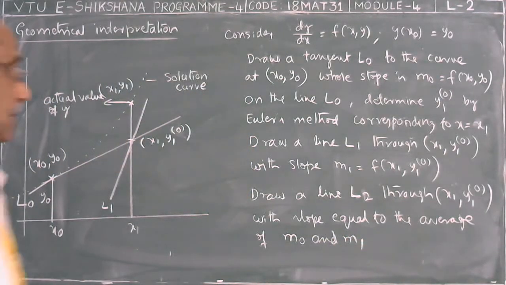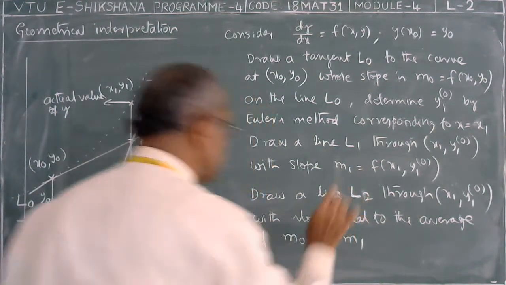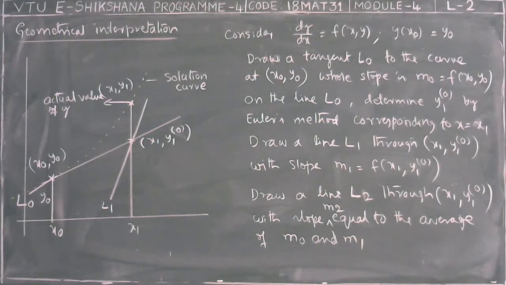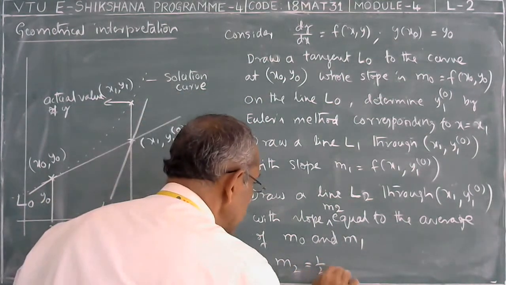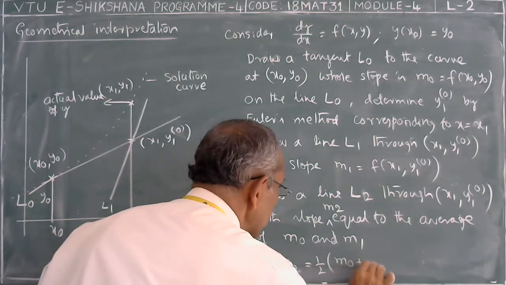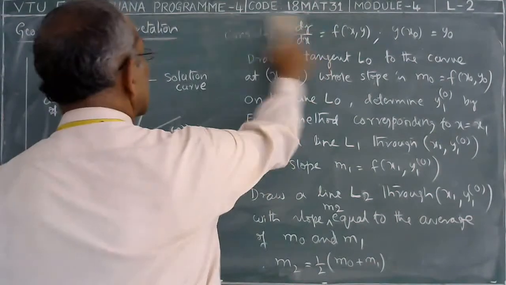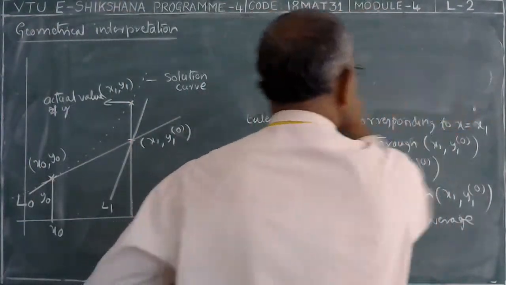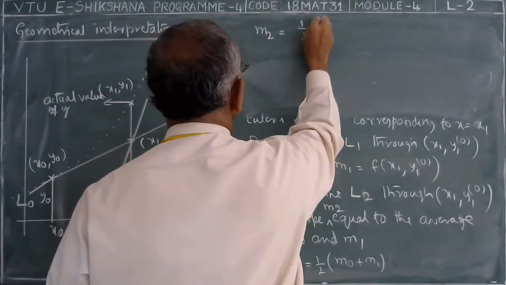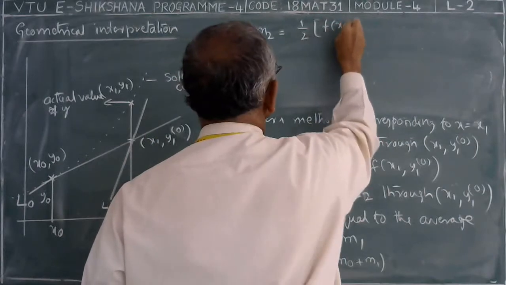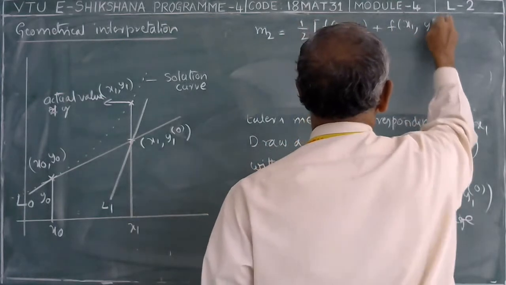With the slope M2, let us say, M2 equal to the average of M0 and M1. So M2 is 1 by 2 into M0 plus M1, or M2 is equal to 1 by 2 into f of x0 comma y0 plus f of x1 comma y1 0.